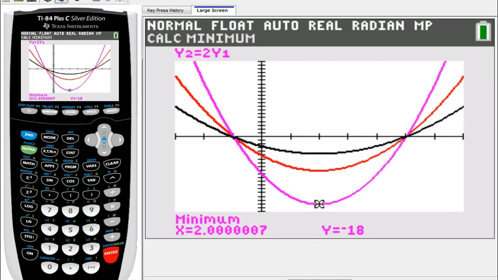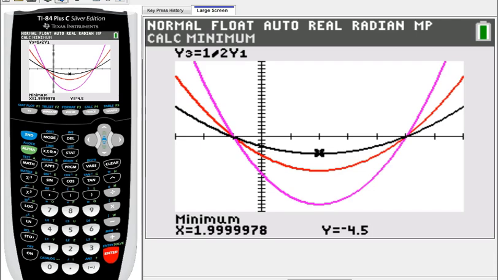All right, so this is our vertex for the graph that was compressed. Interesting that it's not exactly 2. Sometimes it's a little more, sometimes a little less, but let's just consider that a rounding error within the calculator's algorithm for finding the minimum.